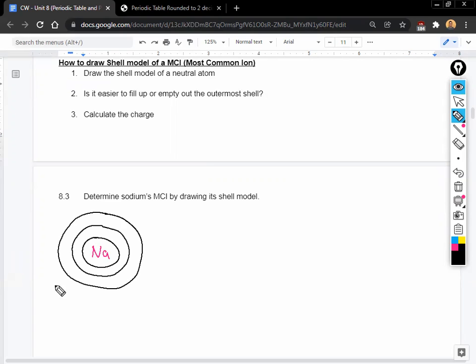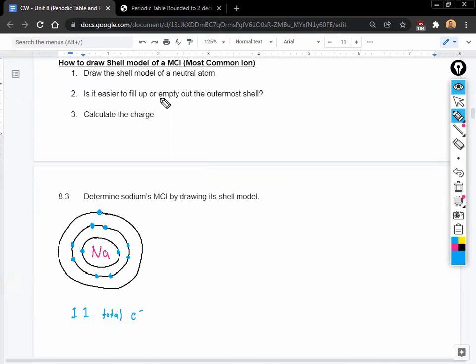Now we're going to fill up the shells with electrons. Sodium has 11 total electrons. So I draw 2 in the first shell because the first shell can hold 2. That's 2 boxes. The second shell can hold 8, so I'm going to draw 8 right there. Now I've used 10, so we're going to plug in 1 more, and that is going to be 11. Okay, so that's what regular sodium looks like.